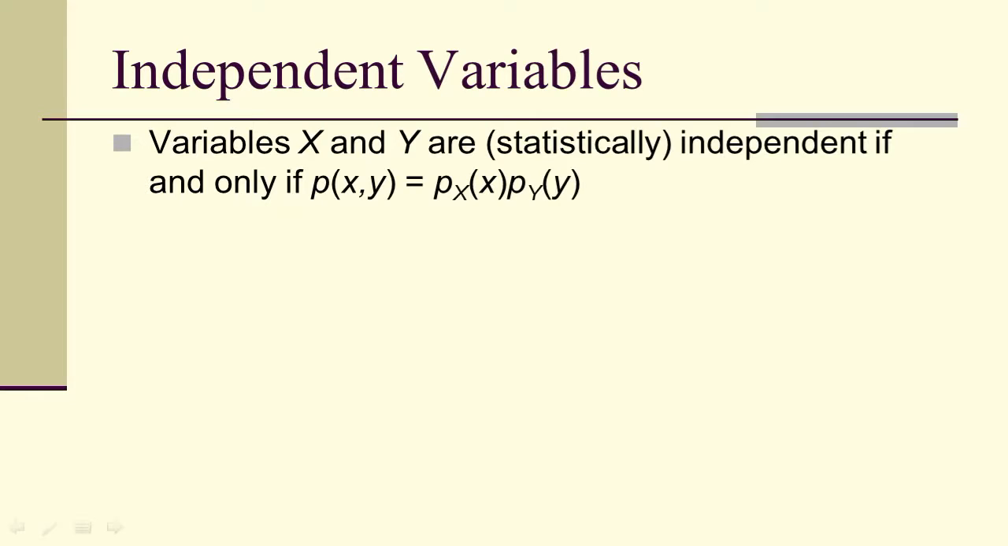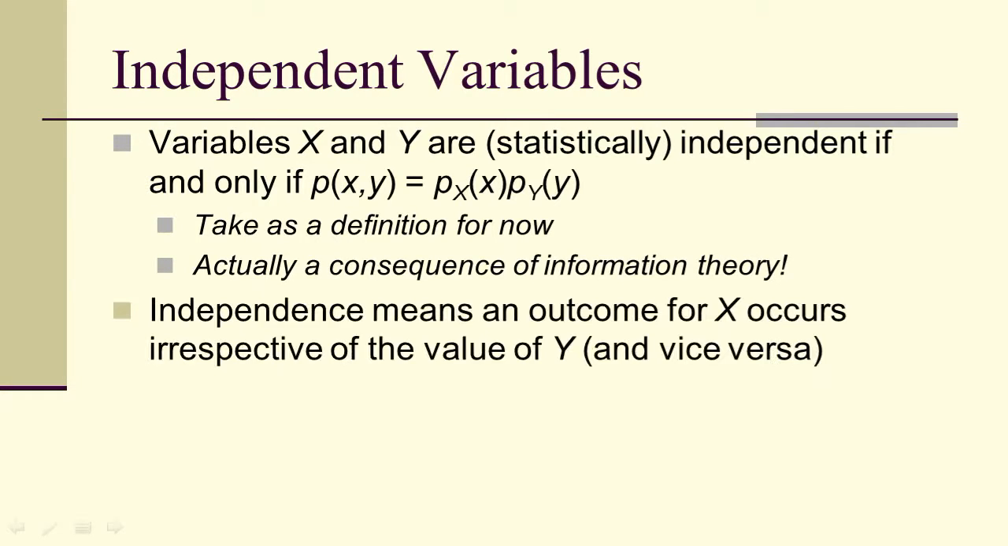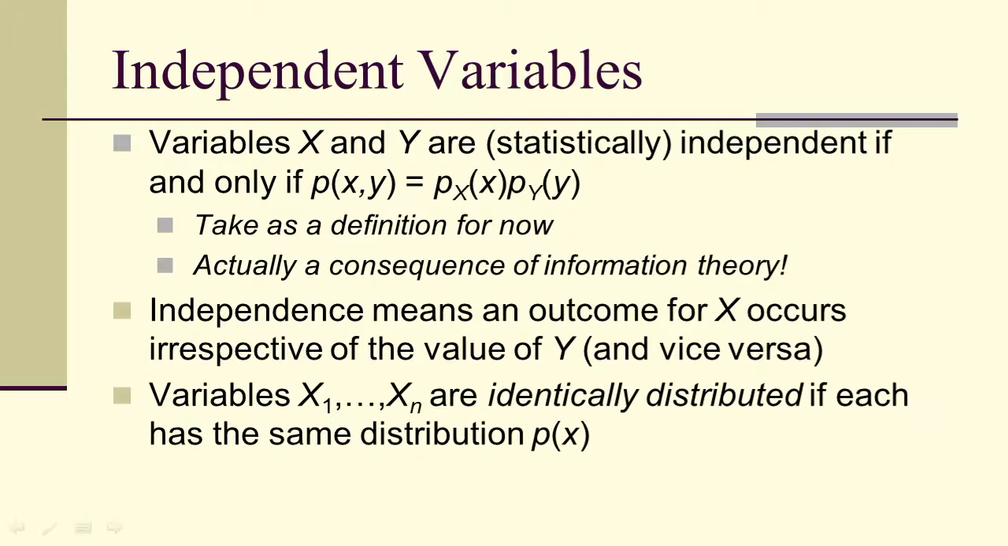Now, variables x and y are statistically independent if and only if we can write the joint probability distribution as the product of the individual marginal distributions. We'll just take this as a definition for the present. It's actually a consequence of a thing called information theory. Independence means an outcome for x occurs irrespective of the value of y and vice versa. So in other words, x doesn't care about y, may not even know it exists, and vice versa.